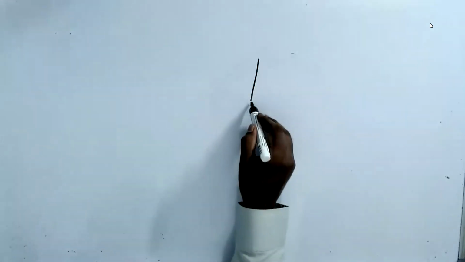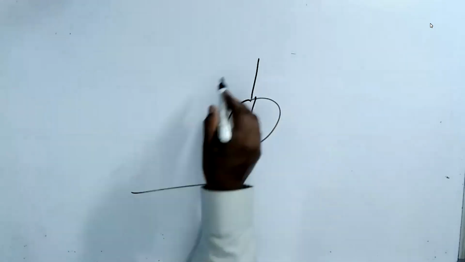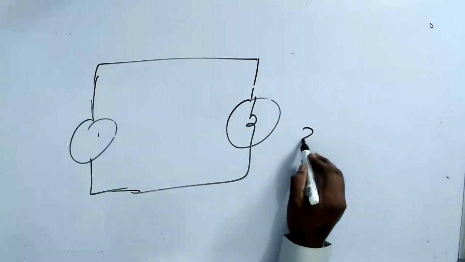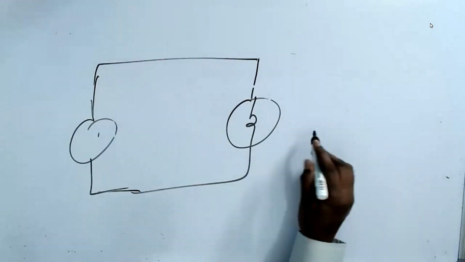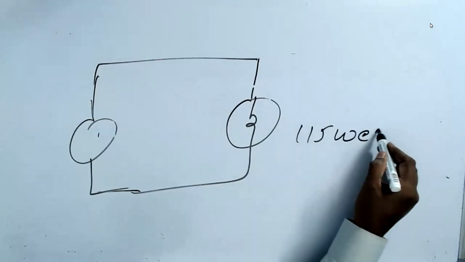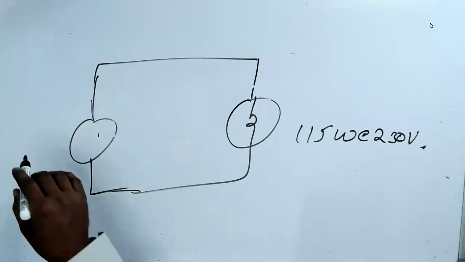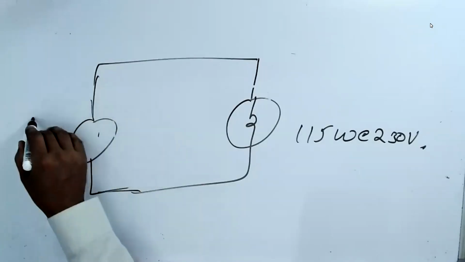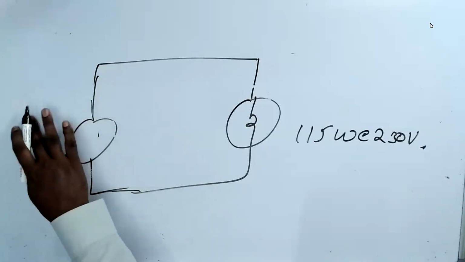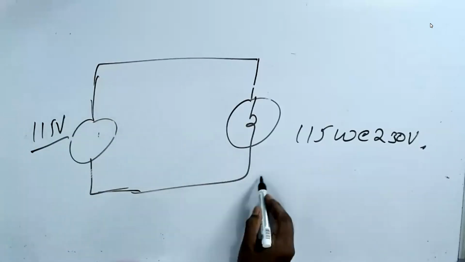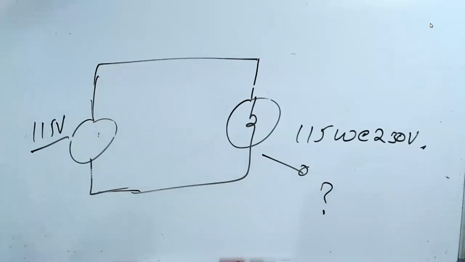I buy a bulb which is 115 watts at 230 volts. I supply here, how much? 115 volts. What is the actual power I get? You should have an answer in 5 seconds. I want the answer in 5 seconds. Learn it. Learn the method.